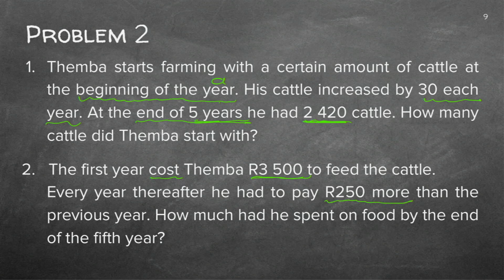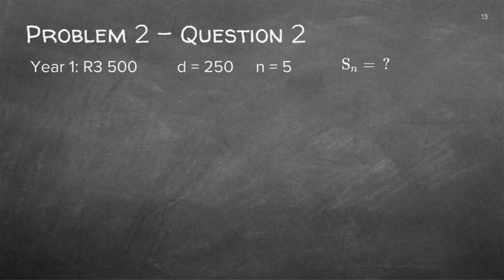Beginning cost, that's why the A is 3,500. Every year it's 250 Rand more. So the D is 250, another 250, another 250. How much did he spend on food by the end of year 5? So let's just get to a page where I can do it easily.